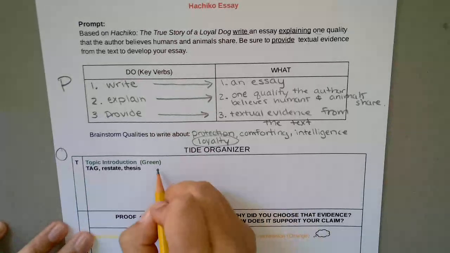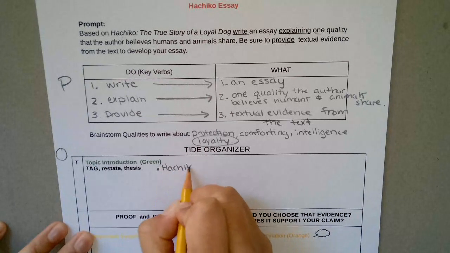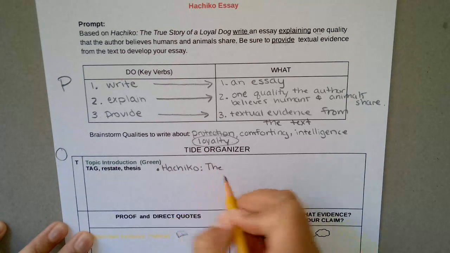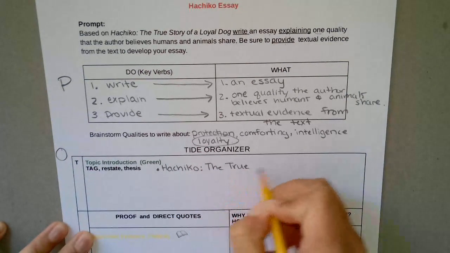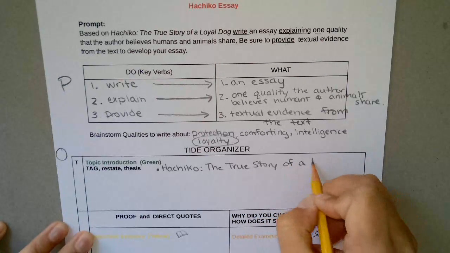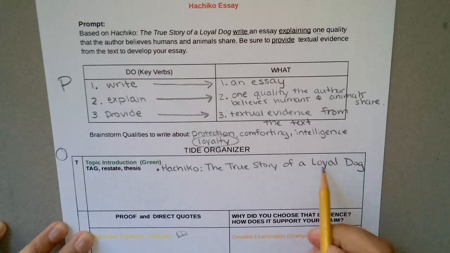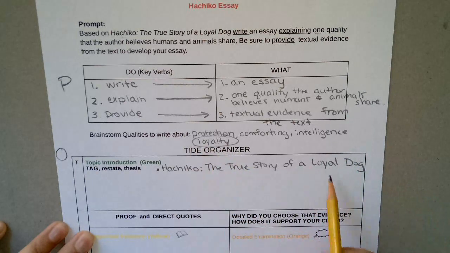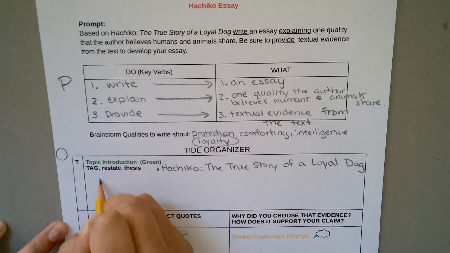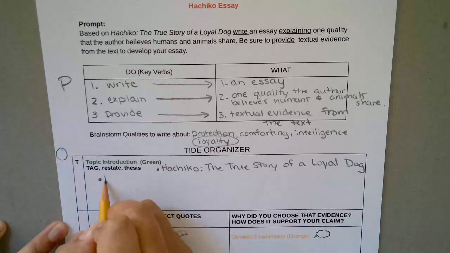So the title is Hachiko, the true story of a loyal dog. Oh, and look, I didn't even realize that. Loyalty, the word loyal, is in the title. And that's the quality that I'm writing about. So there's the title. The author is Pamela Turner.